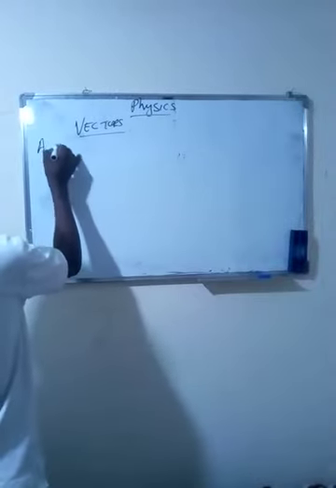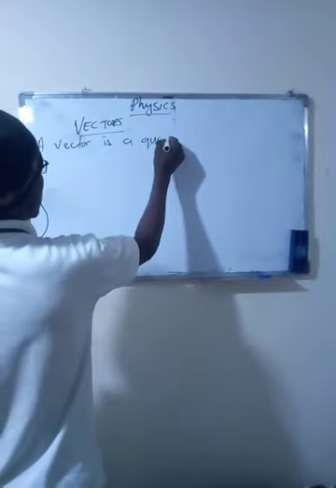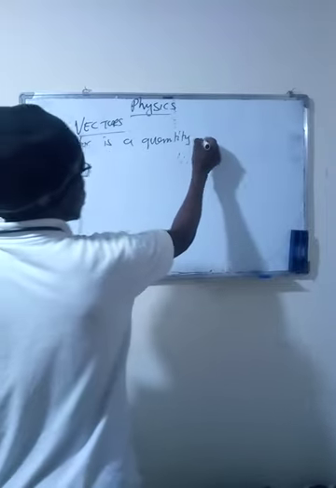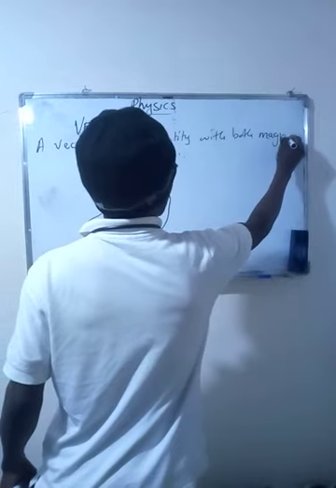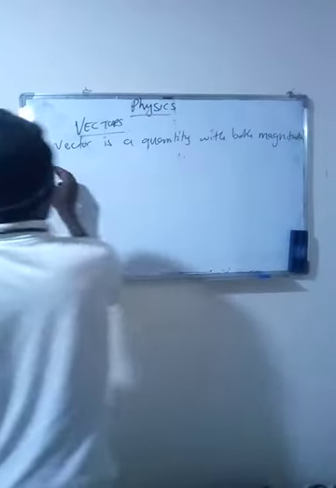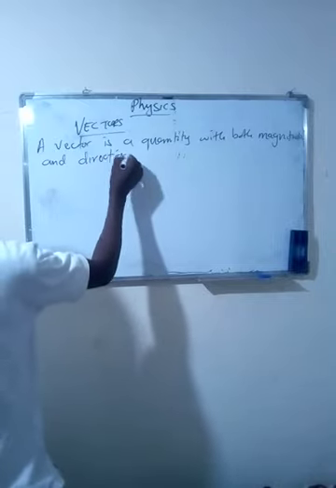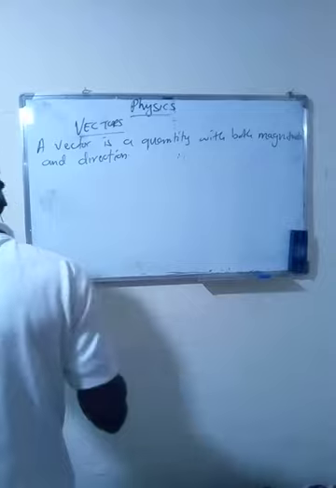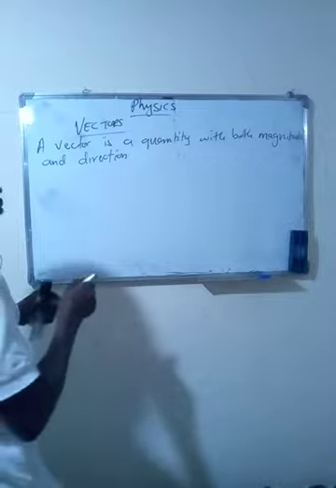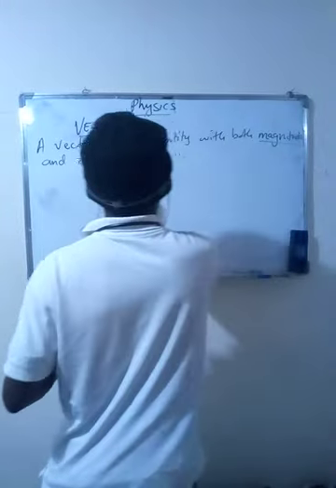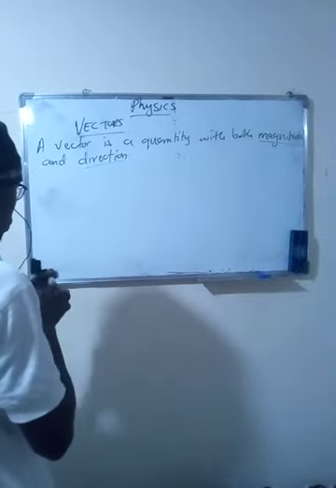So a vector is a quantity with both magnitude and direction. Okay. So a vector is a quantity with both what? Magnitude and direction. These are the two things that are very cardinal in our discussion of vectors: magnitude and direction.